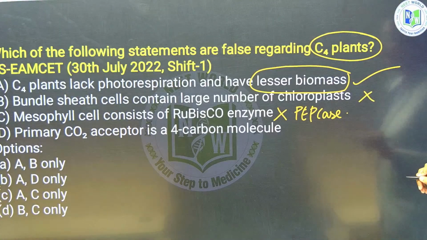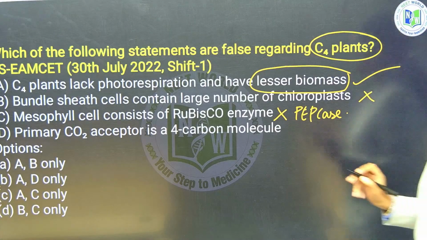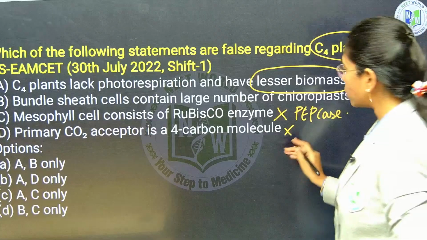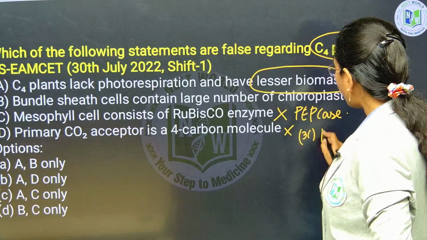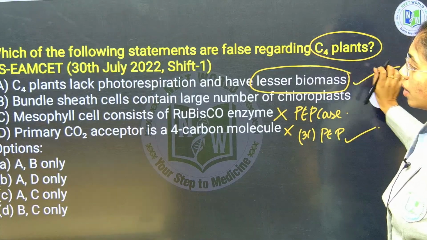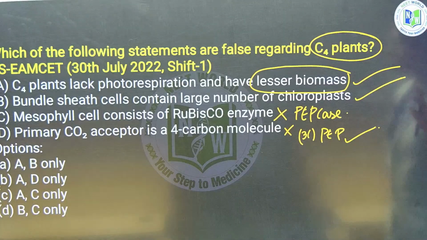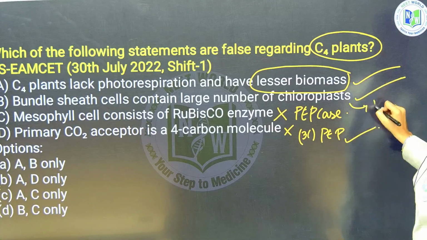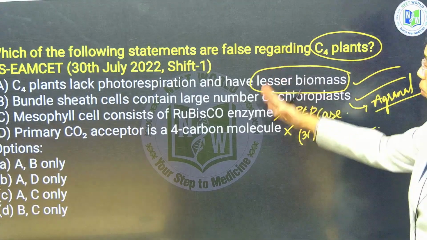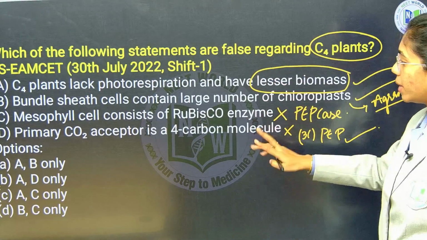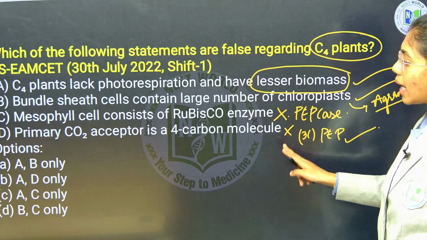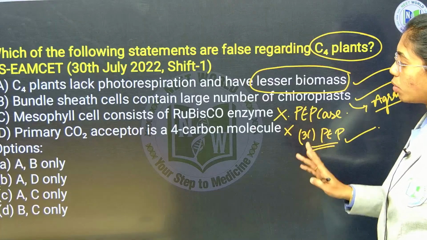Primary carbon dioxide acceptor is 4 carbon molecule. True. No, wrong. Primary carbon dioxide acceptor is a 3 carbon compound, which is phosphoenol pyruvate. Bundle sheath cells have large number of chloroplasts, true, but the mention is clear that they should have agranal chloroplasts. So when you look into all the 4 statements, C and D are completely wrong because mesophyll cells do not have rubisco enzyme, and primary carbon dioxide acceptor is a 3 carbon compound, not 4 carbon.